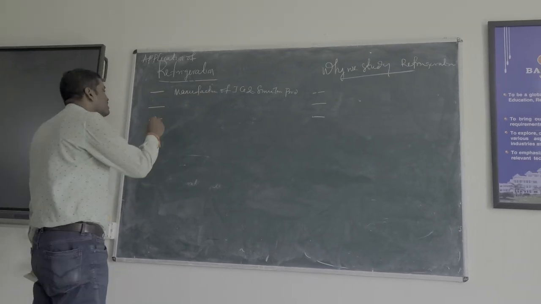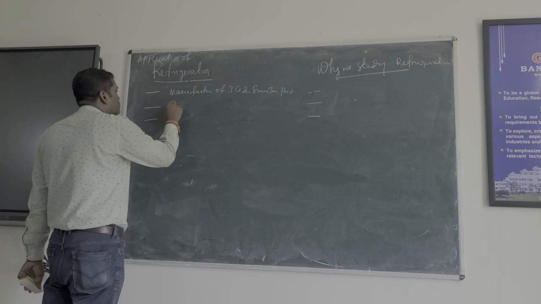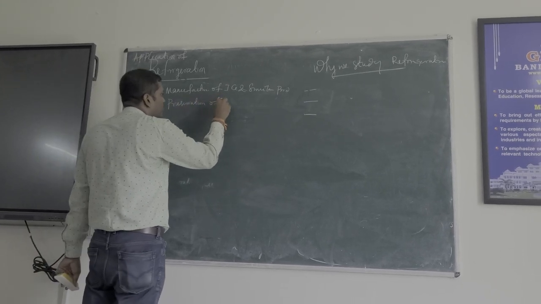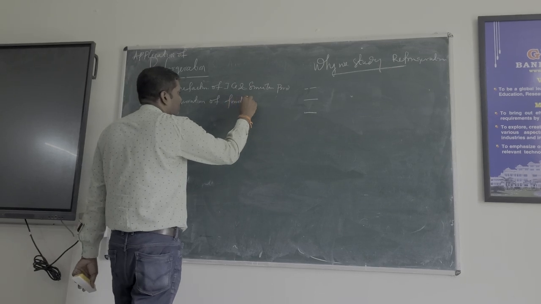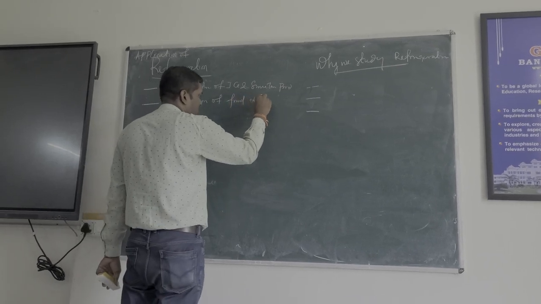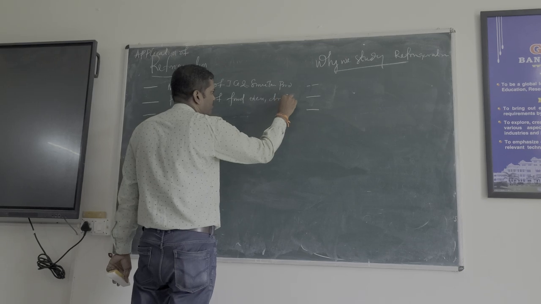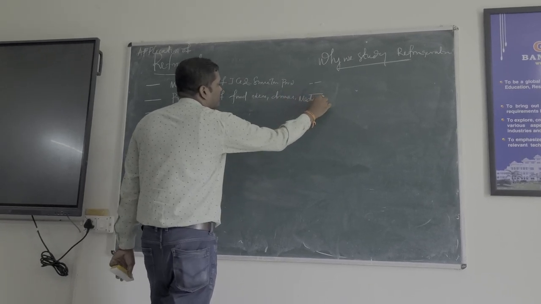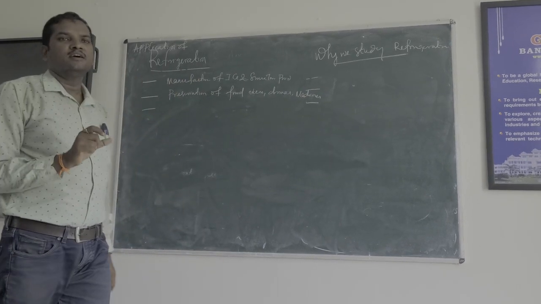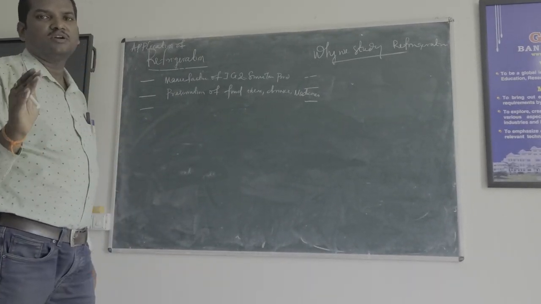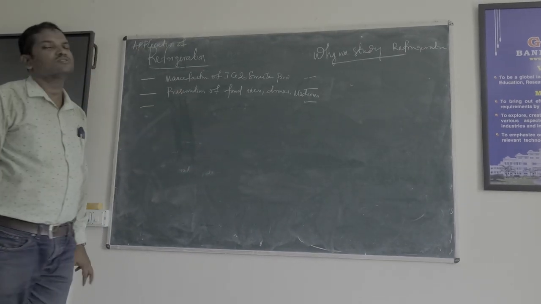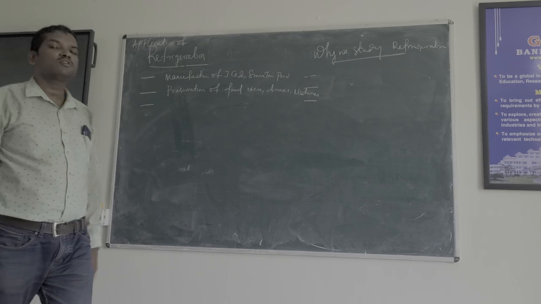Second, refrigeration is used for the preservation of food items, drinks, and medicines. We find that various medicines are labelled to be stored at 2 or 3 degrees centigrade. Basically, refrigeration is used for the preservation of food items, drinks, and medicines.